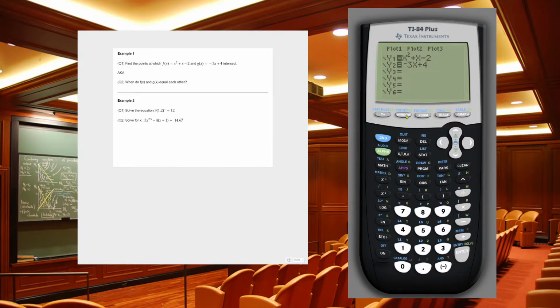Now you can do this in a custom way if you know kind of where you're looking, or you can start by telling the calculator I want to look at the standard zoom, which is from negative 10 to 10 on both axes. So I say zoom 6. That usually gives us a good baseline before we start tinkering with the window. So here it draws my y1 first and then my y2.